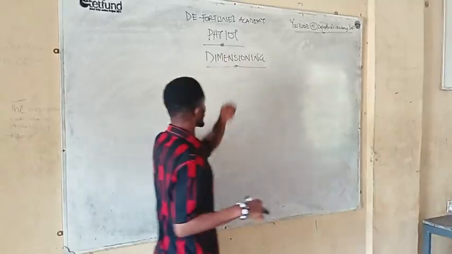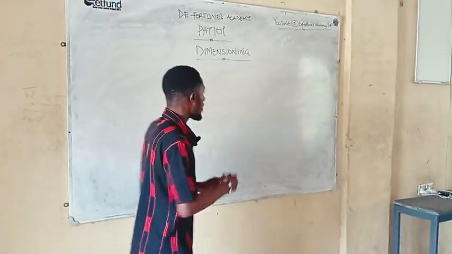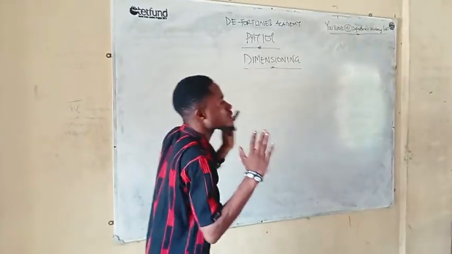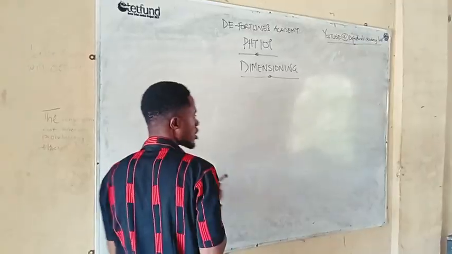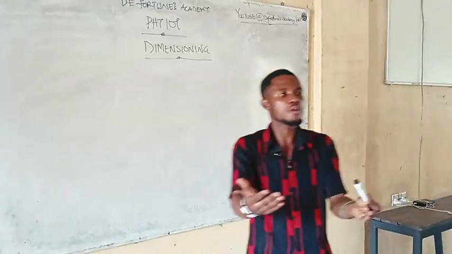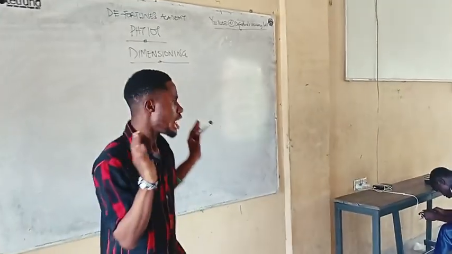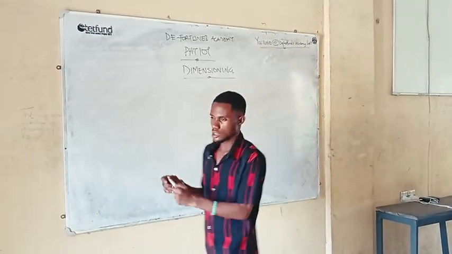For today, we'll be doing Physics 101, and under it, we'll be doing a topic called dimensioning. Dimension is actually a very, very simple course, and I'll make it simpler for you. Just follow up. Dimension, in definition, is a symbolic way of representing quantities. Simple.